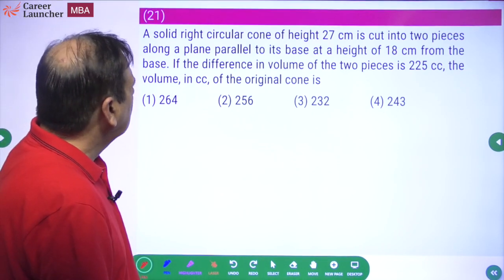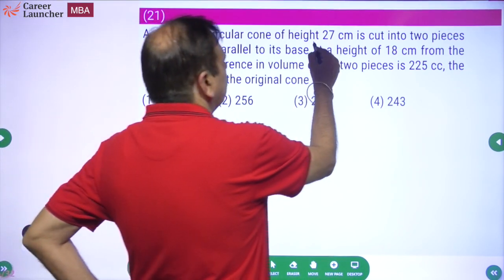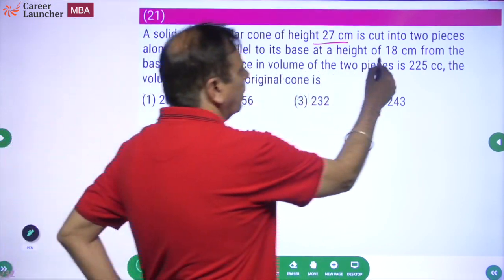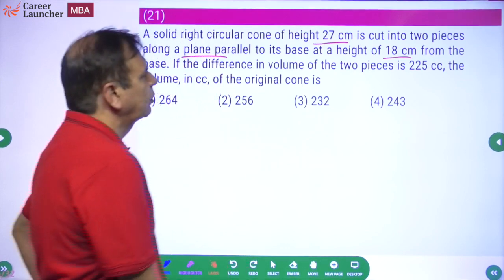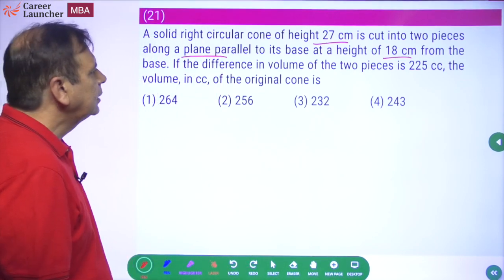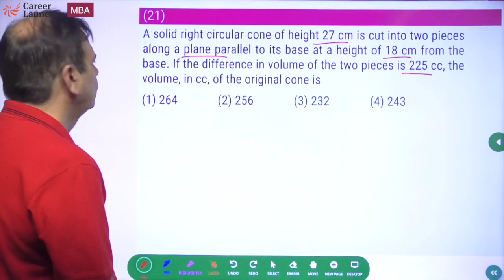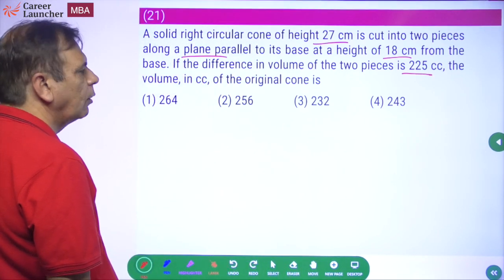A solid right circular cone of height 27 centimeters is cut into two pieces along a plane parallel to the base at a height of 18 centimeters from the base. If the difference in volume of the two pieces is 225 centimeter cube, find the volume in cc of the original cone.